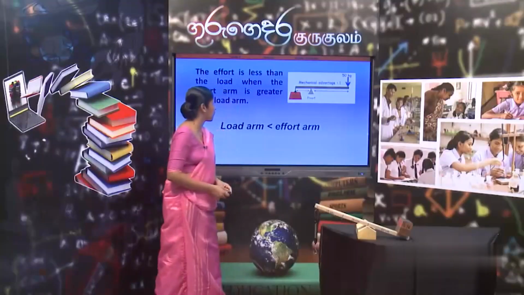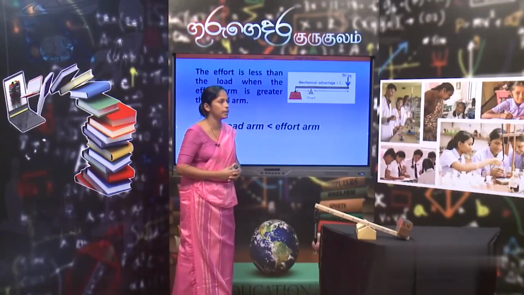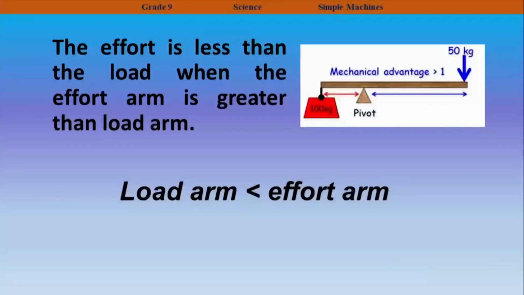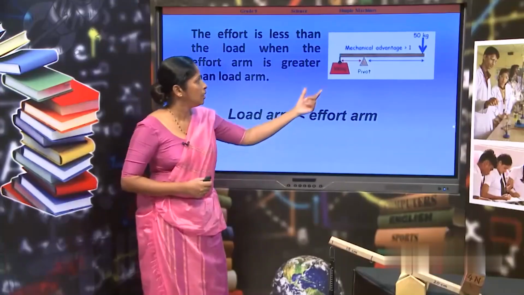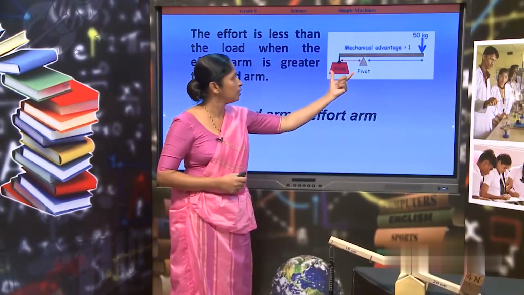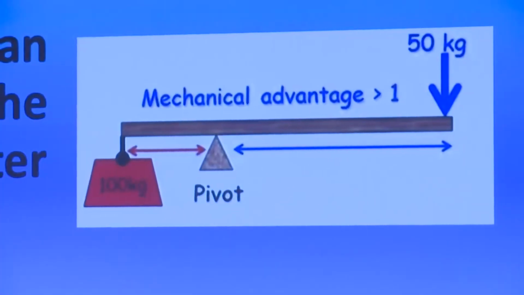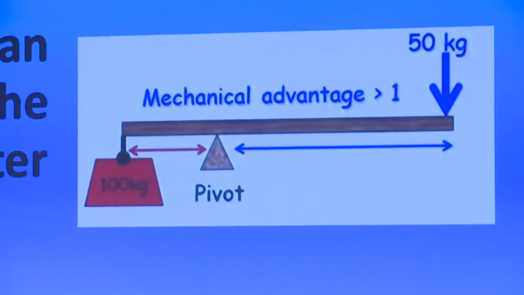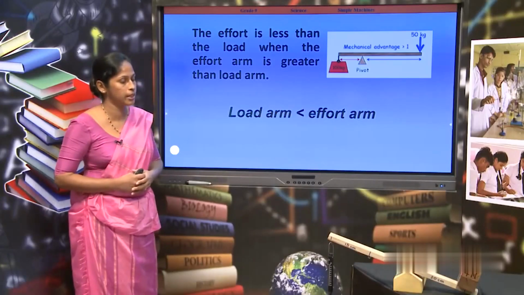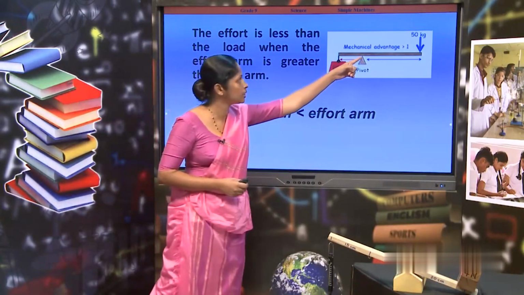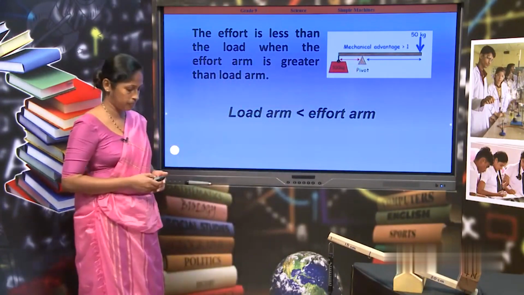Look at this. Here is another activity similar to our first one. This distance is the load arm and this distance is the effort arm. Here the load arm is less than the effort arm, and in this case the mechanical advantage is greater than 1.